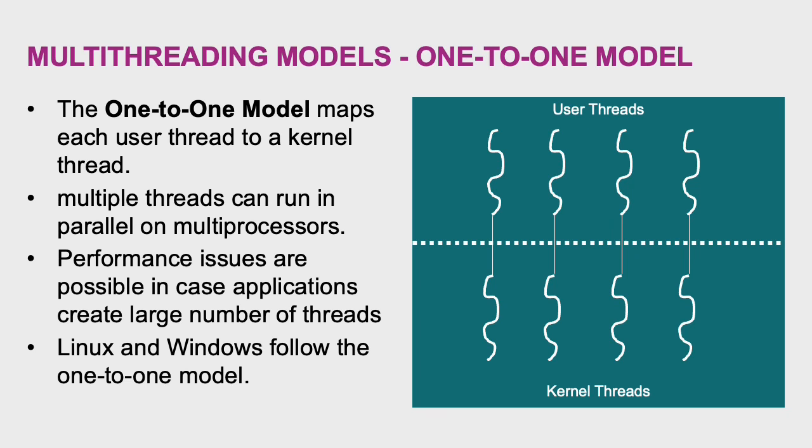The only downside of this model is that creating a user thread requires the creation of the corresponding kernel thread, and a considerable number of kernel threads may decrease the overall system performance. Despite this limitation, it's worth noticing that this model is quite popular, and the main operating systems currently implement the one-to-one multi-threading model. In particular, both Windows and Linux rely on the one-to-one multi-threading model.